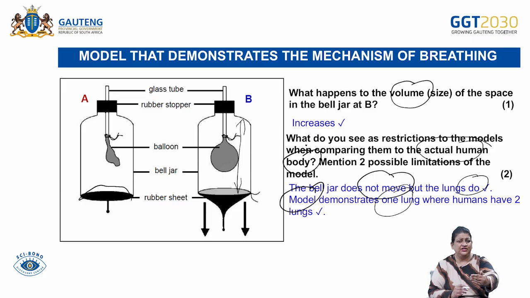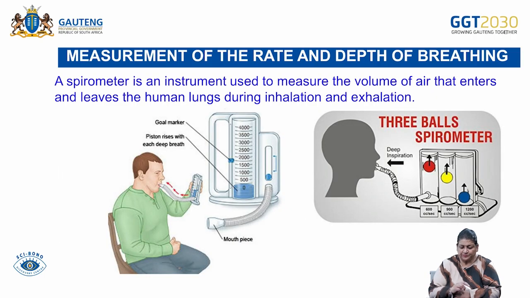Up and out during inhalation, down and in during exhalation. So, that's the two things that it's not showing: the movement of the rib cage, and it's only representing one lung when we have two lungs.